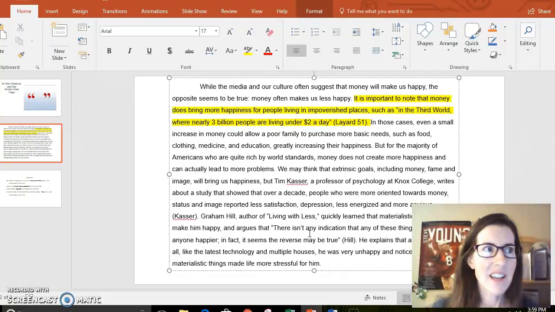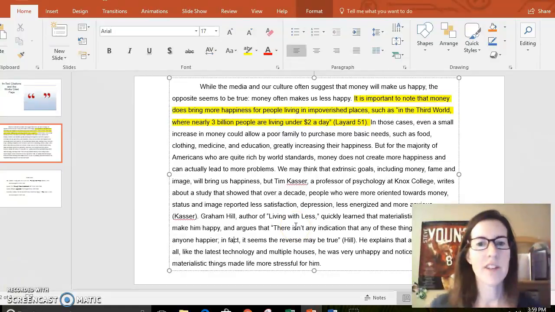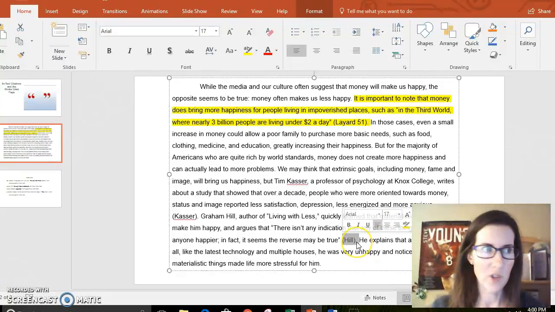but wait, the writer is not done yet. She knows that she still has a couple of really important things to do to finish up with the quote. So what's the next thing that this writer needs to do? Well, she needs to include a citation right here at the end of the quote that lets us know who the author of the article is, and if there was a page number, which there isn't here because this is an online article, she would also need to include the page number.